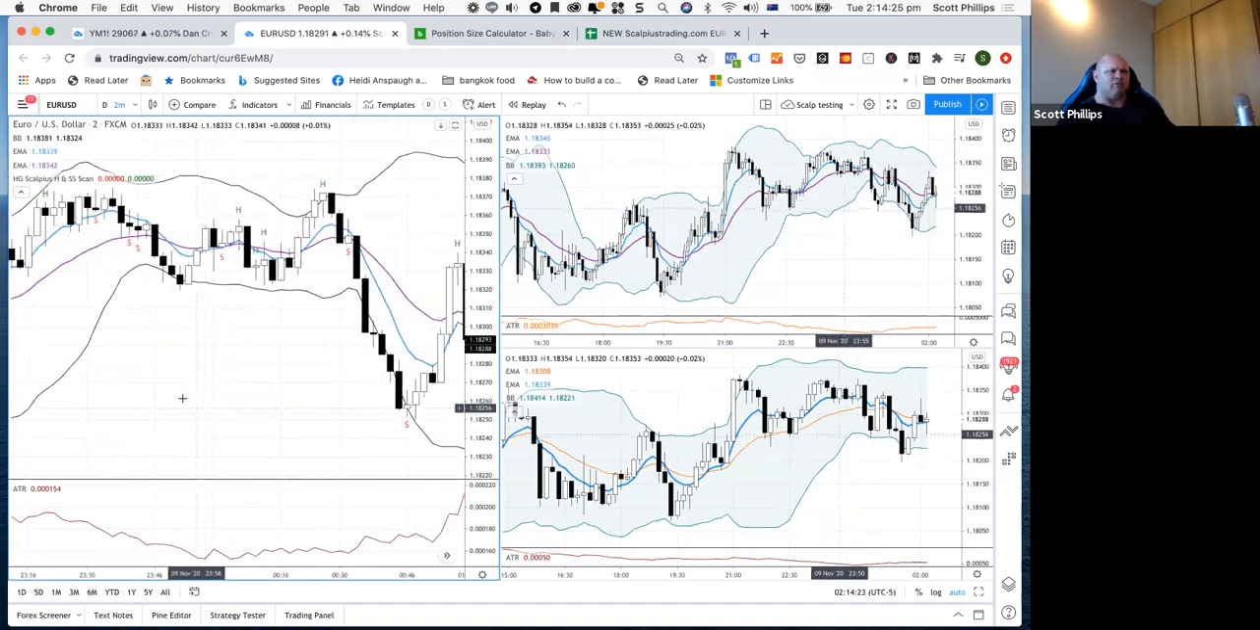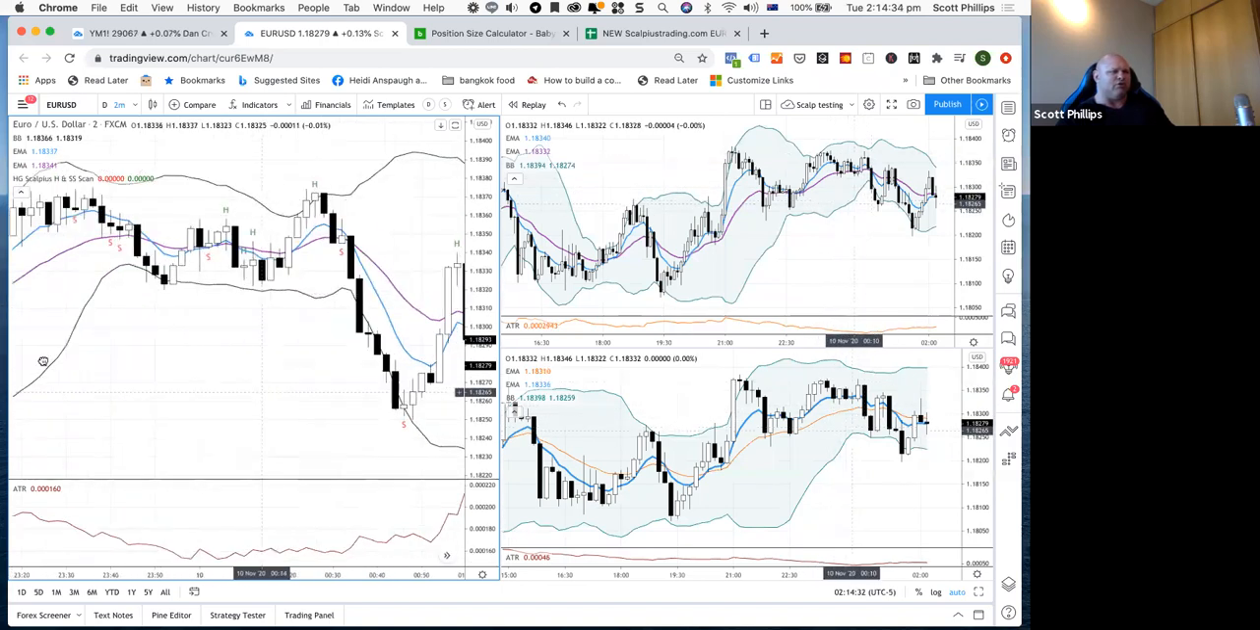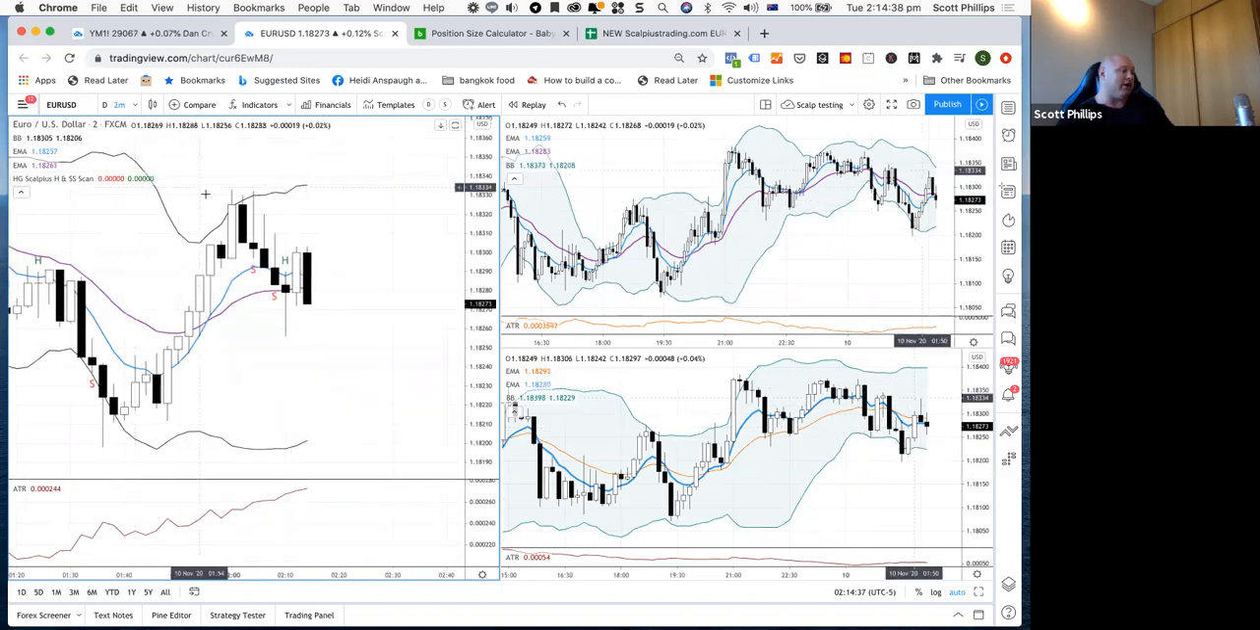So when the touch of the Bollinger higher close, lower close, long here gets up to here. So when you can see it working, it's kind of a good indication that it's most likely going to keep working.